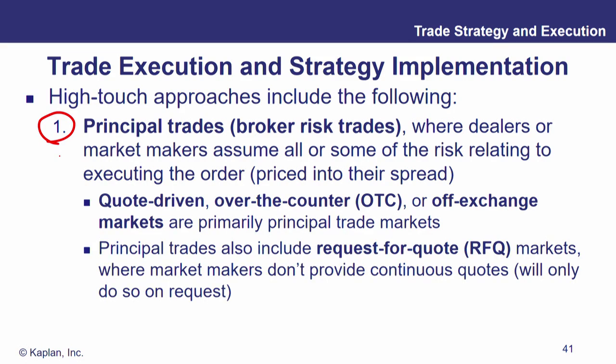Okay, also principal trades include request for quote or request for price markets, where market makers don't provide continuous quotes. So for instance, if I'm trying to figure out how much to sell this fixed income security for, it hasn't traded in months, I need to call up and get an idea of what is the request for quote. Okay, so these are all types of principal trades, and this is all a type of high-touch approach. So you hear about algorithmic trading and all this artificial intelligence. This is good old-fashioned people. Okay, so that's what we're dealing with here.